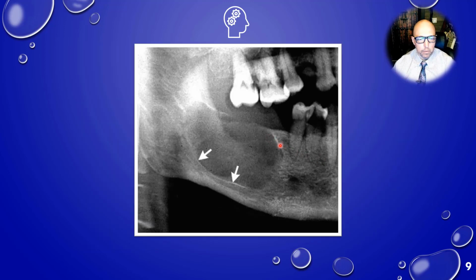Same with this one, if you remember this one from the last lecture. This is not an OKC, although you would probably have it on the differential. This was a previous periapical cyst, so we'll call this a residual cyst. But everything about the shape, the form of it, the borders, very cyst-like.